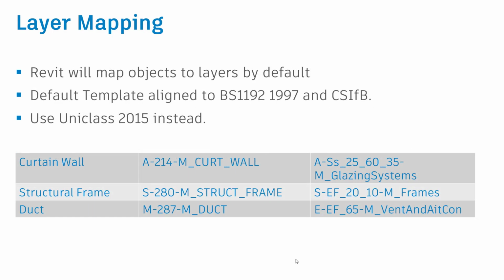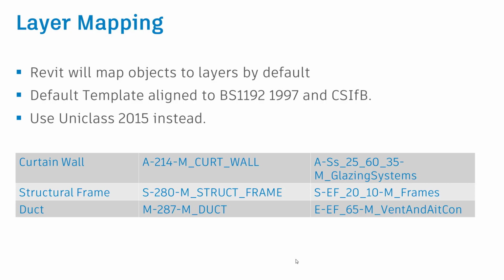Again, out of the box, it will put things onto layers, so it won't just stick everything onto layer 0, for those that have come from AutoCAD. By default, the template aligns with BS 1192 1997 and the CSI FB standards. So that will give you something that you will be familiar with, but it's a very old standard.